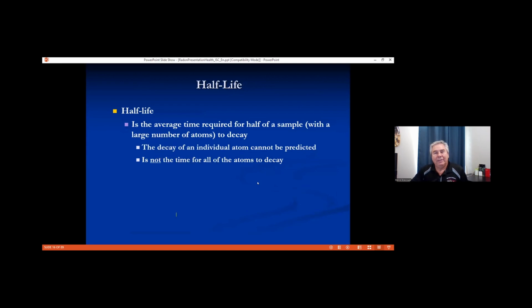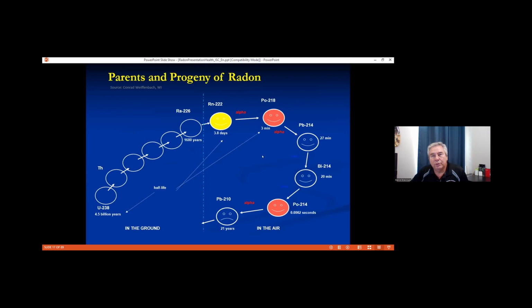So here, the half-life is the average time required for half of a sample with a large number of atoms to decay. The decay of an individual atom cannot be predicted, nor the time for all the atoms to decay. So I explained to you in my bottle here that if I had 100, and I think our next slide will show it.